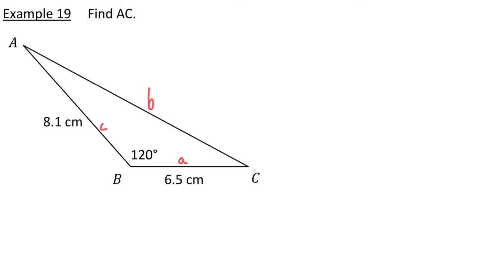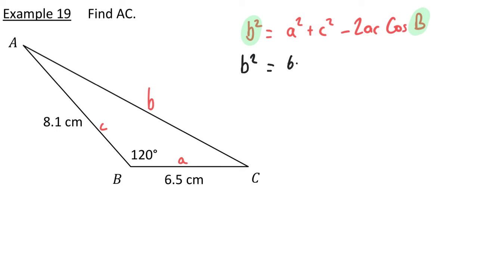So we're going to use the cosine rule, but it's going to be in terms of B. So it's B squared is equal to A squared plus C squared, because they're the other two sides, minus 2AC, and then it's going to be cos B. So the B's match up there. So we've got B squared and cos B. So let's put in what we have, and we'll have B squared is 6.5 squared plus 8.1 squared minus 2 times 6.5 times 8.1 cos 120.